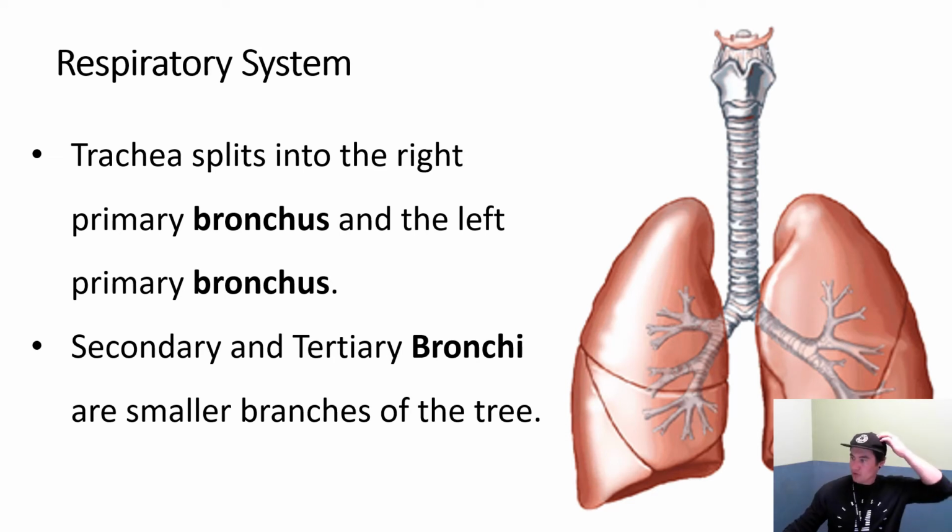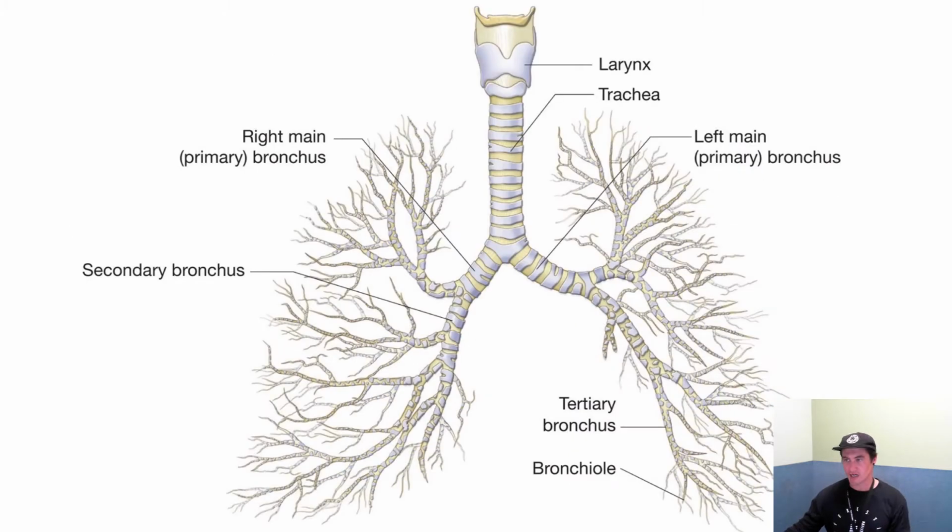So let's look at more structure. Your trachea comes down and then it splits off into your left and right primary bronchus. So bronchus is the next tube off the trachea, and then you have from there your secondary and then tertiary bronchi. So these are just smaller branches of the original primary bronchus. These tubes get smaller and smaller and smaller as they split deeper into the lungs.